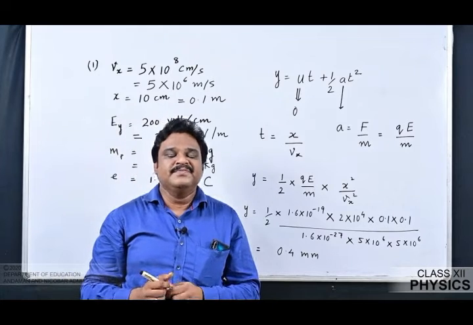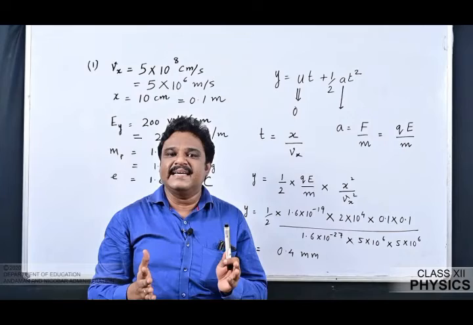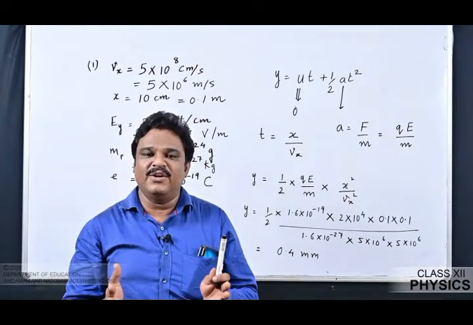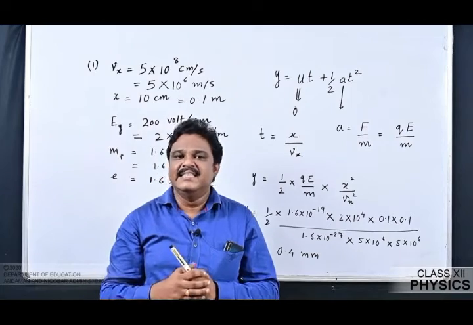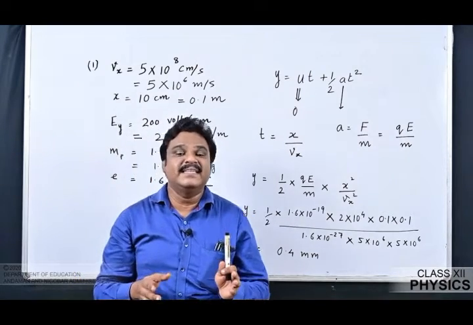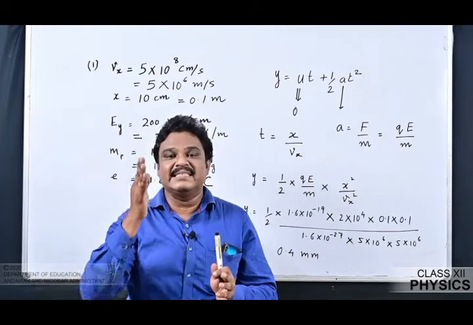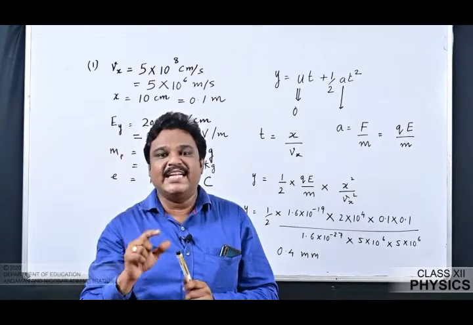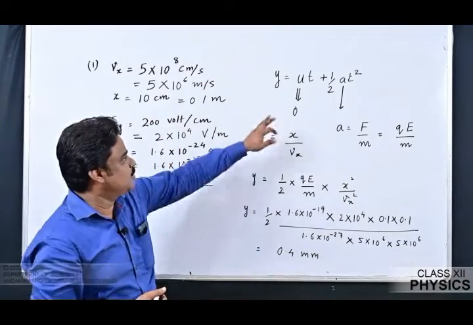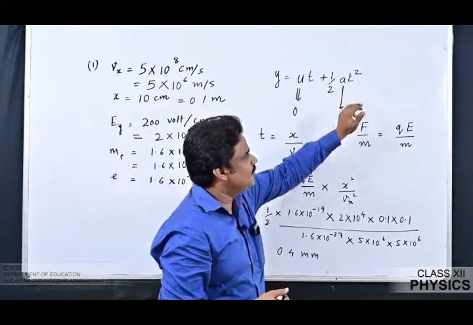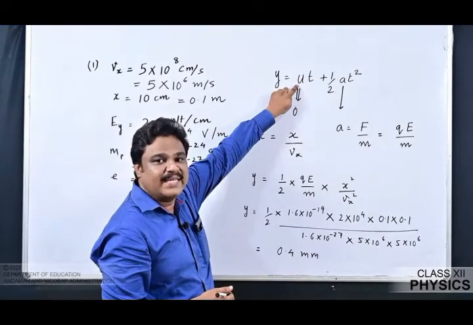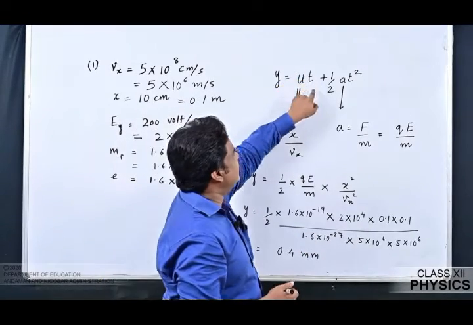So once again, when a charged particle enters an electric field, it covers a horizontal distance with uniform velocity. Say the distance is x. In addition, due to the force from the electric field, it experiences acceleration along the y-axis. So let that transverse deflection I'm going to mark as y, and the equation I'm going to use is y is equal to ut plus half at square. The initial velocity of the charged particle along the y-axis is 0, so this term is dropped.